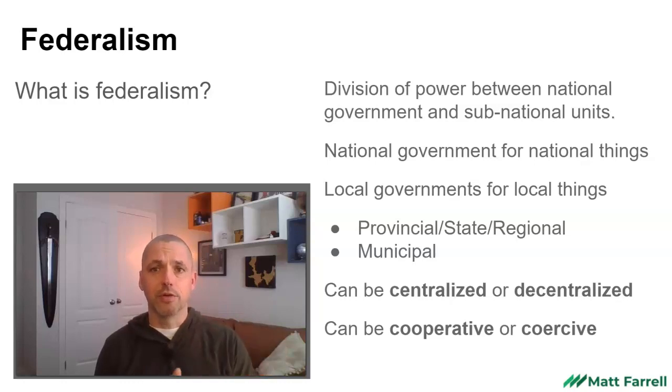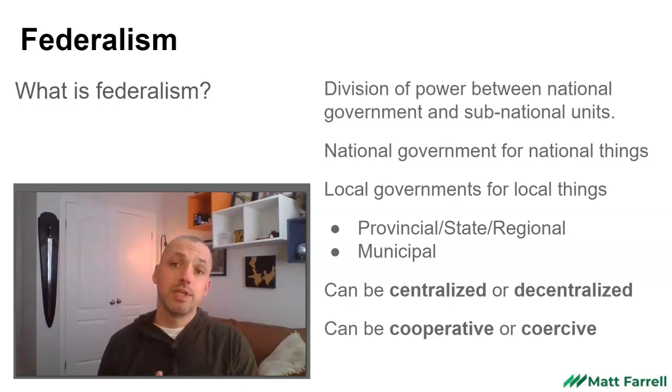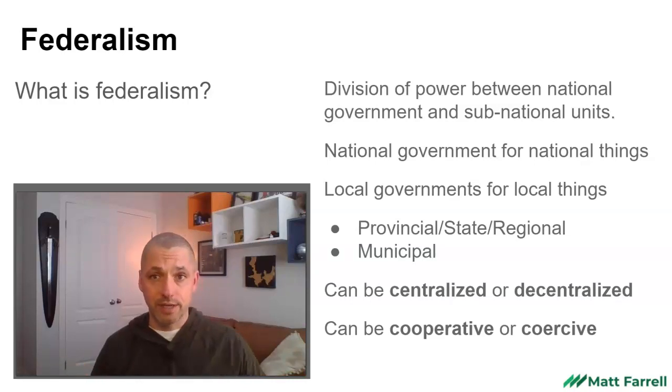Now, different federal arrangements can disperse powers differently. Some might be very centralized with the national government holding a lot of power, and others might be decentralized, where a lot of power is given to the subnational units. We could also have cooperative federalism, where the different parts work together quite seamlessly, or coercive, where there's a lot of friction between the central government and the subnational units.